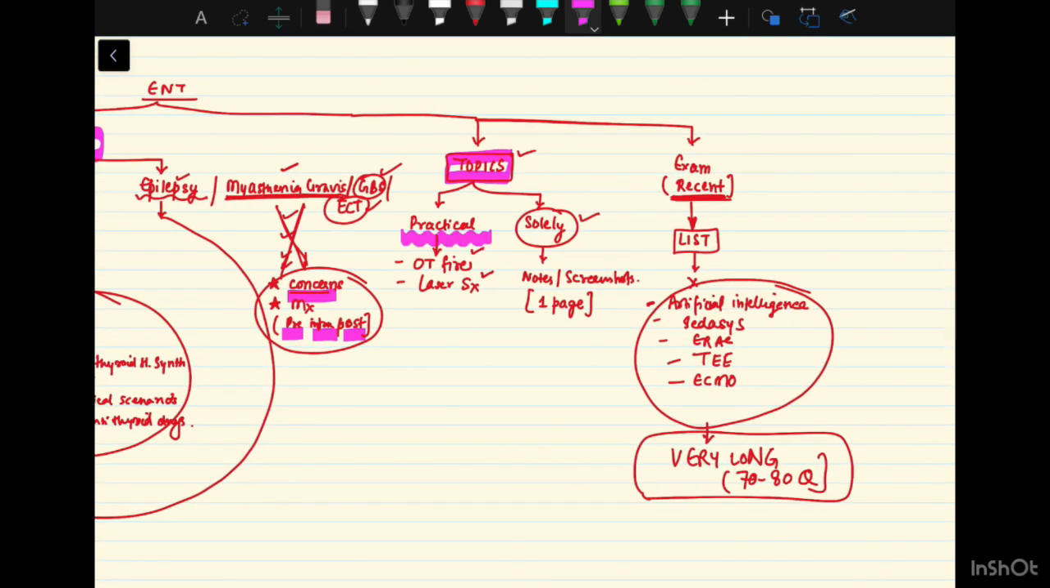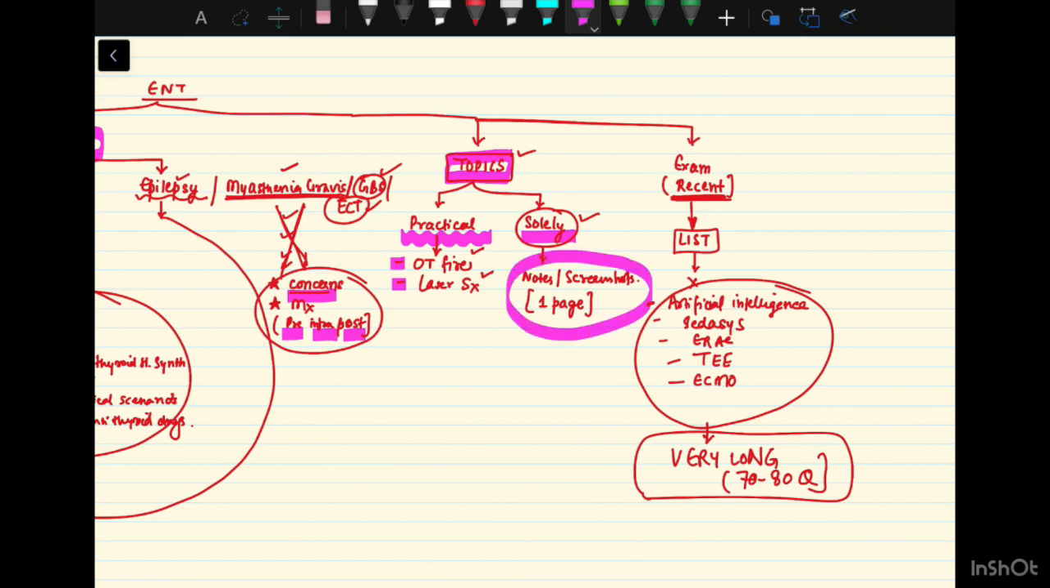Then in topics, try to focus more on the topics which have practical significance, because nowadays they are asking more of these practical topics and the complications. Especially, suppose it is a thyroid case, then the complications of thyroid surgery, the vocal cord palsy, the tracheomalacia, are topics which have much more significance as compared to the normal solely theory questions.